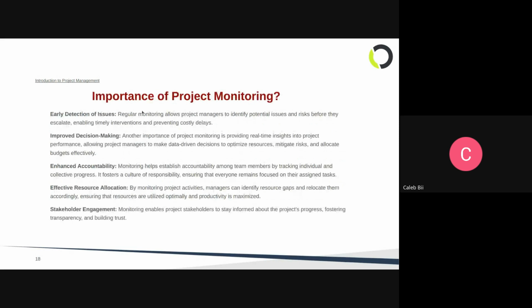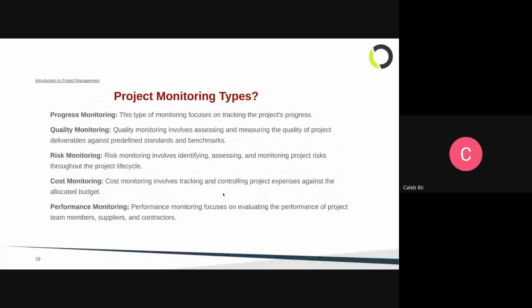So we are also going to be looking at the importance of project monitoring. Some of these importance, I've actually mentioned them. We have early detection of issues, improved decision making, then we have enhanced accountability, then effective resource allocation, and finally, stakeholder engagement. So you'll find that these are the reasons why project monitoring is really important, and why we should always ensure that we are monitoring our projects. So allow me now to proceed to the next bit.